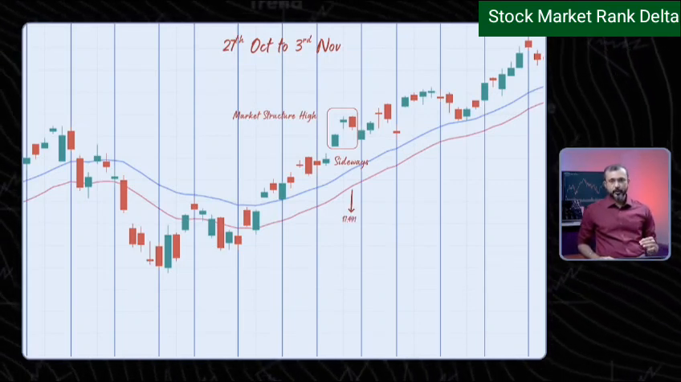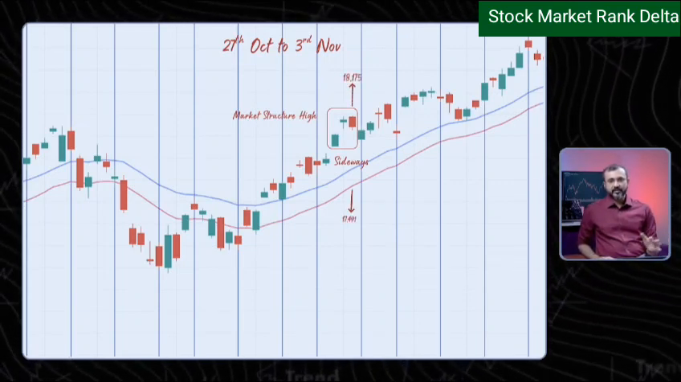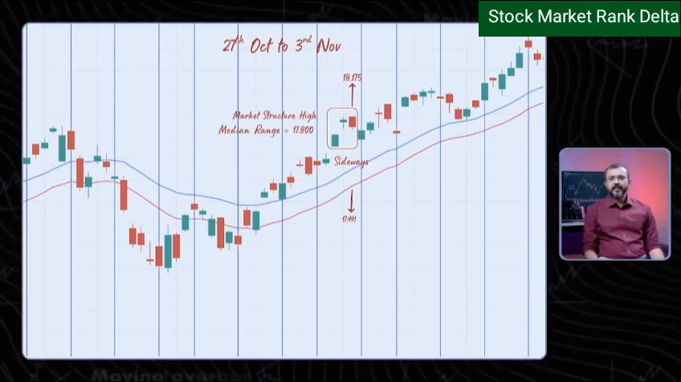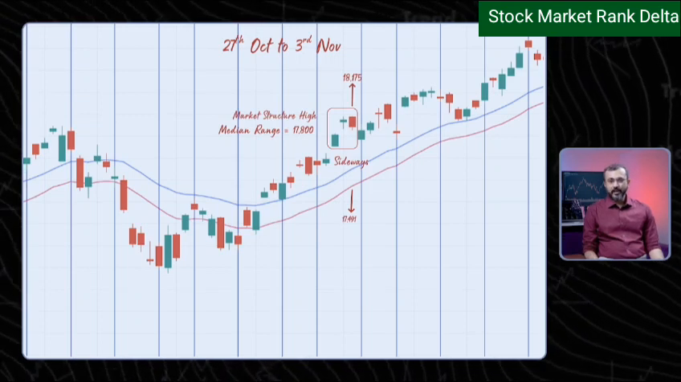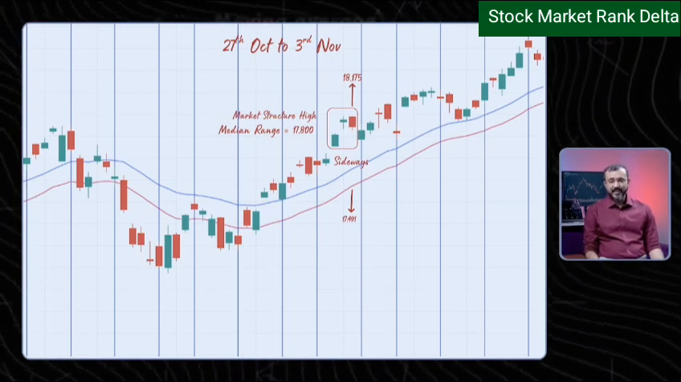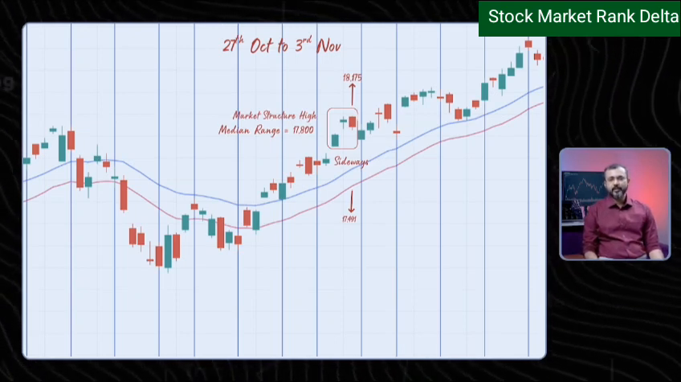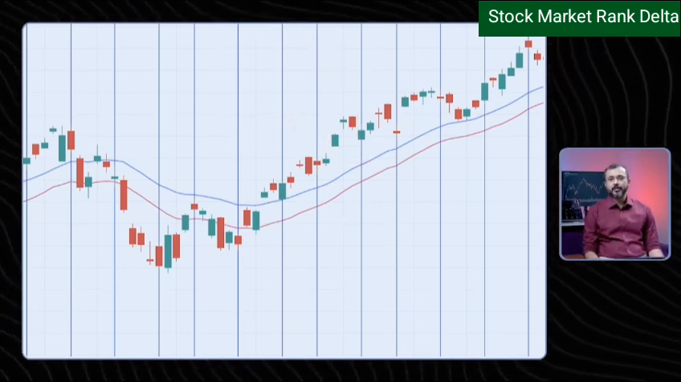17,491 is the lower point. 18,175 is the highest point. The median range comes to 17,800. We went short somewhere around 340 points. The premium when it closed, when the straddle closed, it closed at 250 points. So we were able to capture somewhere around 130 points in this trade.